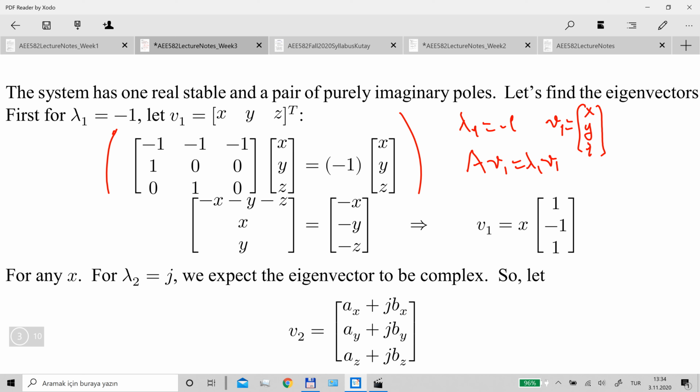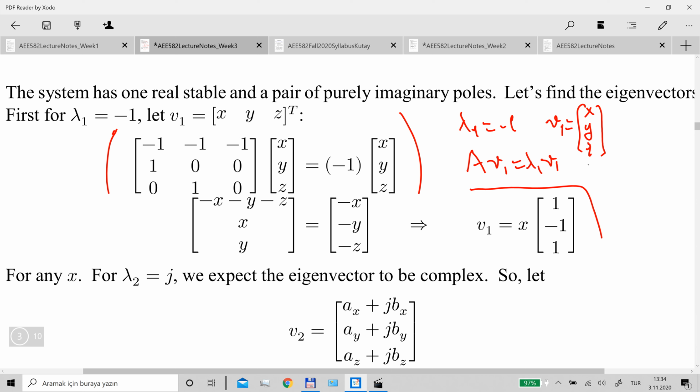The eigenvector solution is not unique. The eigenvector just shows the direction, and any vector along that direction will be an eigenvector. So we don't get a unique solution, but we can find y and z in terms of x, and that gives us this solution. This shows the direction of the eigenvector, and any scalar value of x can be inserted, and the result will be a valid eigenvector for this mode.